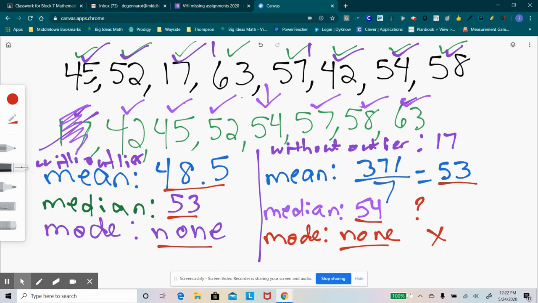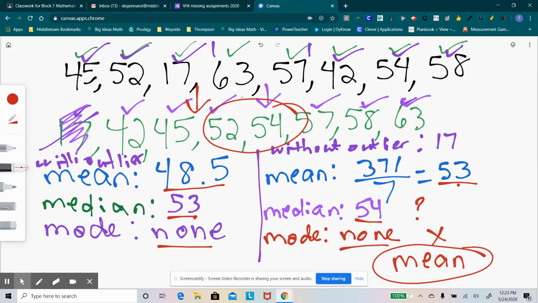And also, if you look, the median is usually where you find that centerpiece, and it really is around here. So you have 53, 54, and 53. And then all of a sudden you have 48.5. Well, look where 48.5 is on your number line. It's over here. So that really isn't a measure of center. So the outlier really affects the mean. So you're going to say at the end that the mean is affected the most because of that outlier.